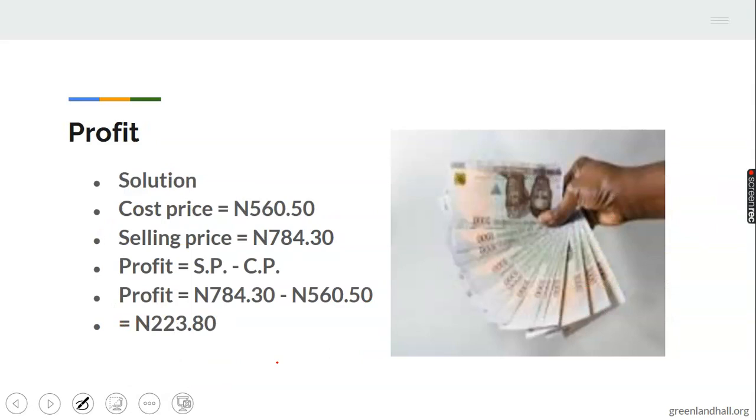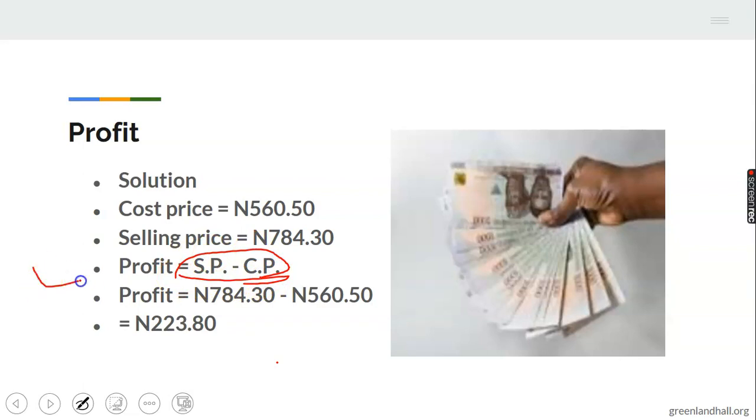First of all, you must know the cost price. You must always write out your cost price, your selling price, and then you write the formula to calculate your profit. The cost price, the amount it was bought, is 516 naira 50 kobo. And then the selling price, the amount it was sold, is 784 naira 30 kobo. Now, what is profit? Profit is selling price minus cost price. The amount you sell it, then take away the amount you bought it.